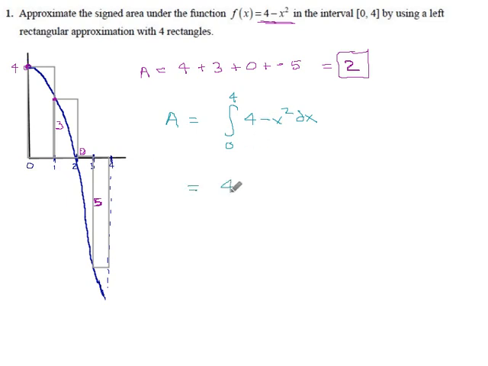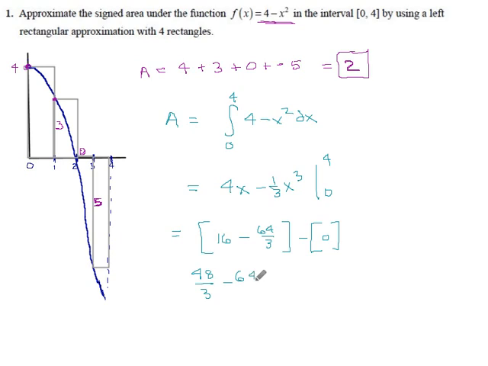So antiderivative for x minus 1/3 x cubed, evaluate at 4 and at 0. And so we get 4 times 4 is 16, minus 4 to the third is 64 divided by 3, minus, at 0 a wonderful thing happens. All those terms are 0, so we can just ignore that. And we get 16 is 48 over 3 minus 64 over 3. So it's negative 16 over 3, which is negative 5 and a third is the real area under, or the real signed area.